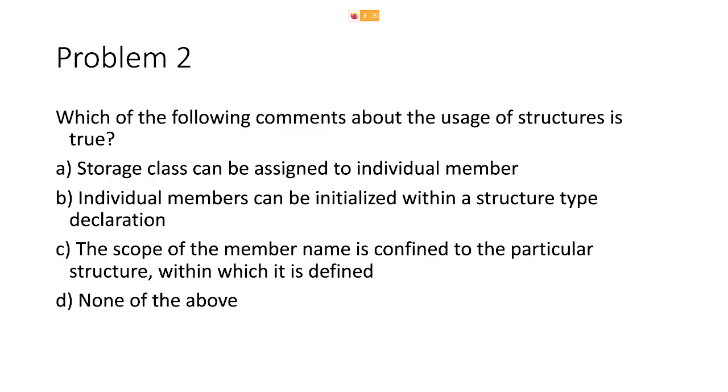The second one is, which of the following comments about the usage of structures is true? A: a storage class can be assigned to individual members. B: individual members can be initialized within a structure type declaration. C: the scope of the member name is confined to the particular structure within which it is defined. And D is none of the above.